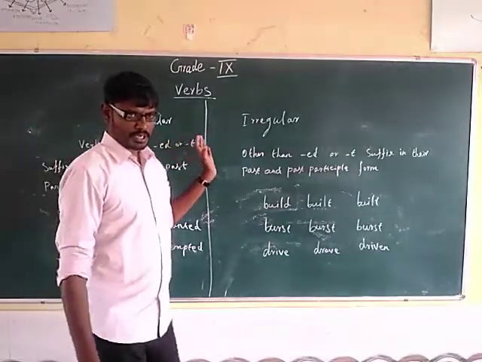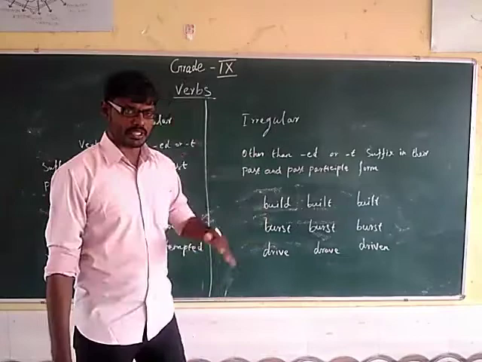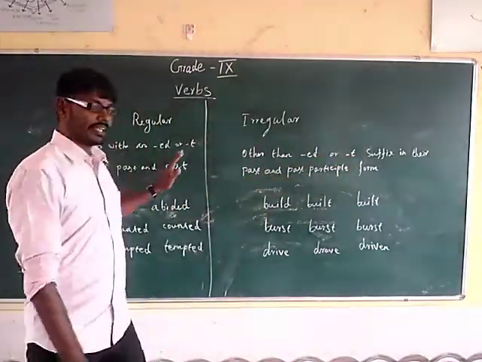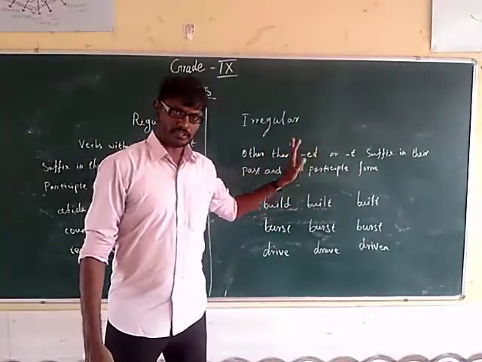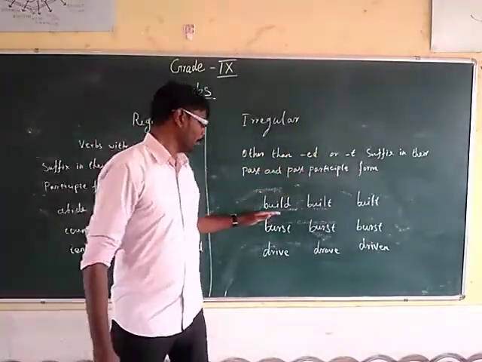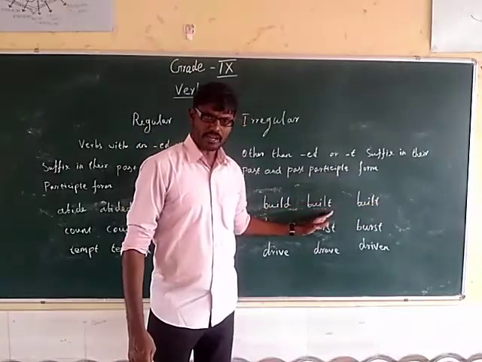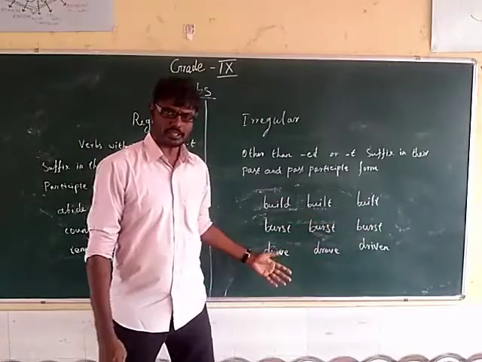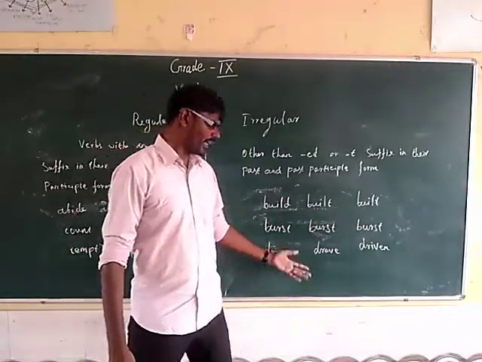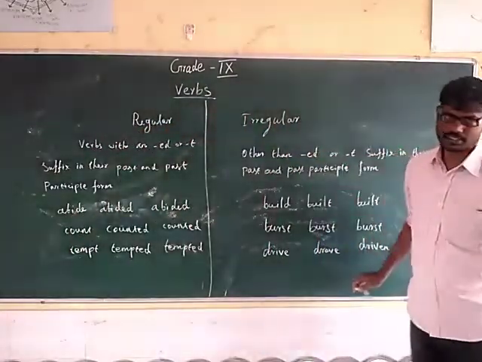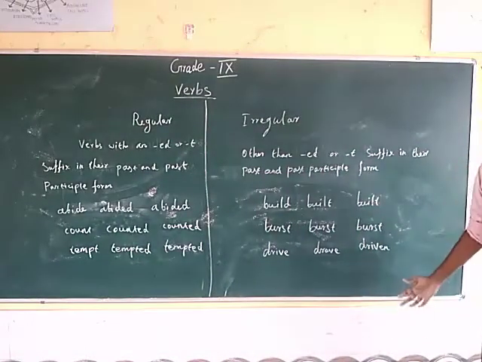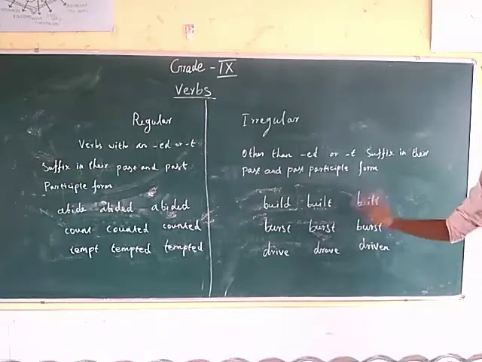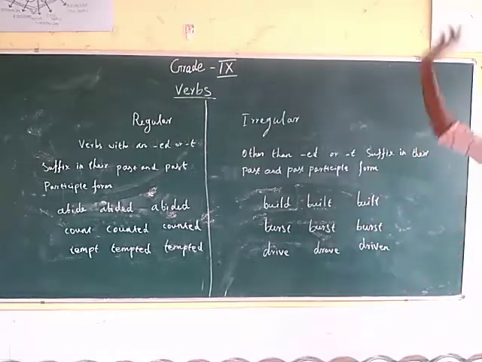Irregular verbs are just the opposite of regular verbs. Other than ed and t, the remaining verbs are called irregular verbs. For example: build, built, built. We have not added ed or t. Burst, burst, burst; not added ed. Drive, drove, driven. Hit, hit, hit. Forgive, forgave, forgiven. Go, went, gone. We have not added ed or t.